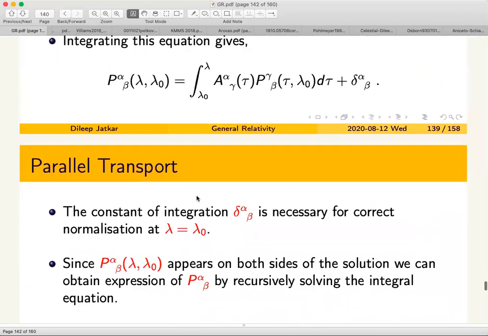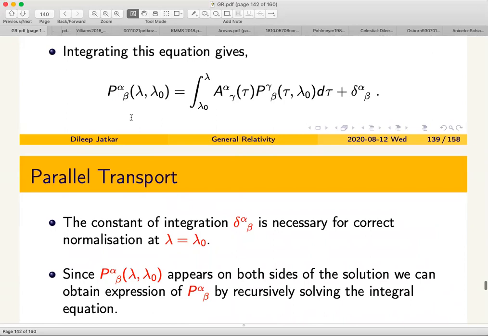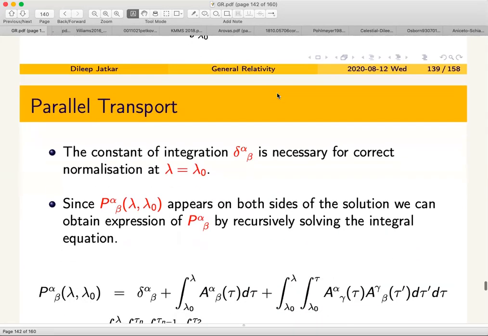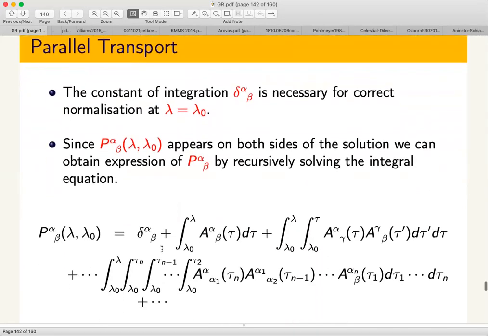Okay, so what we will do is basically solve these things recursively. That means whatever p appears here, we will just substitute this form of p inside there. So it's kind of a self-consistent or recursive way of solving the equation. Okay, so that's what we'll do. So what we get is p alpha beta lambda naught, the boundary condition is lambda alpha delta alpha beta plus this quantity. Now remember, our initial term was a times p, but now I don't have p at all.